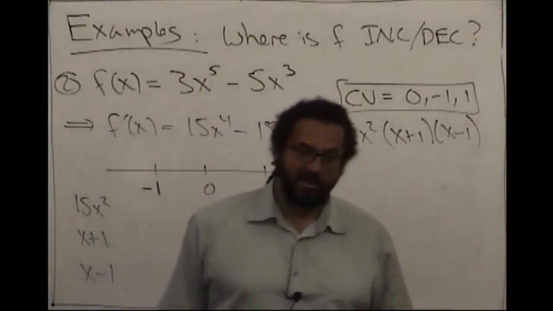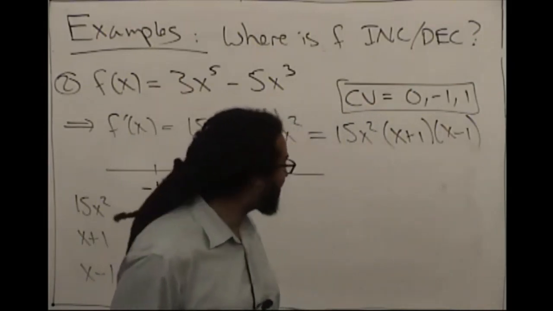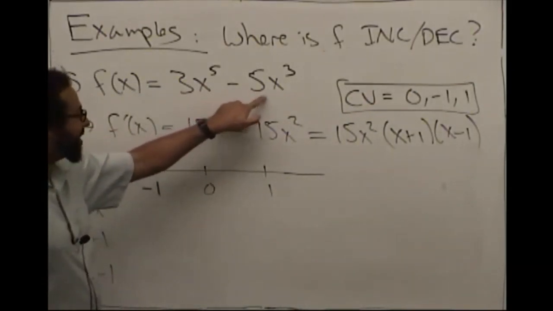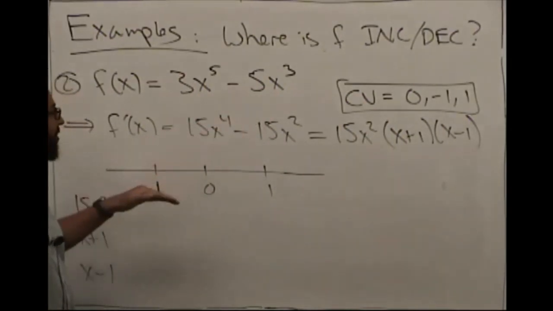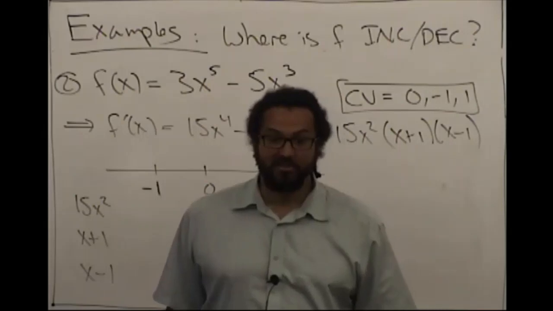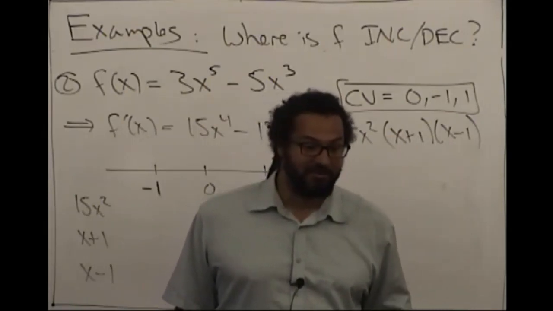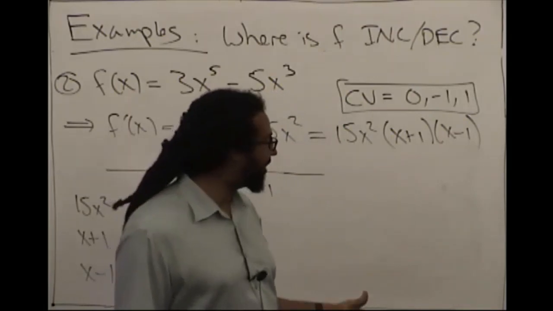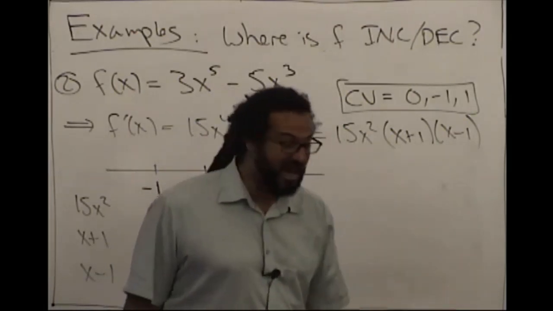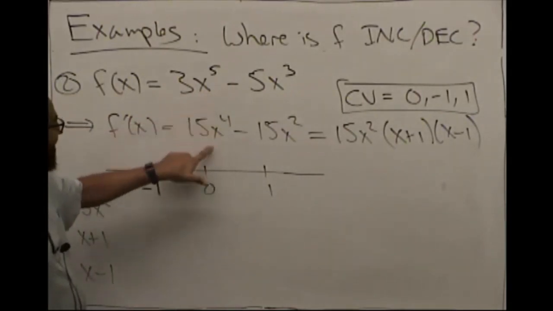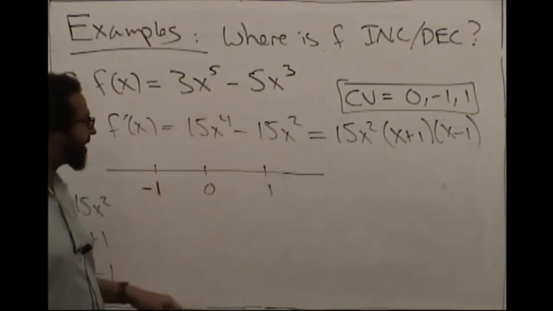All right, here's another example. This one will have a few more critical values. So here's the function 3x to the 5th minus 5x cubed. And so we want to know where the thing is increasing and decreasing. So take the first derivative, factor it. I would set it equal to 0 so you can find the critical values, and then you know exactly where to check. So the derivative is going to be 15x to the 4th minus 15x squared.